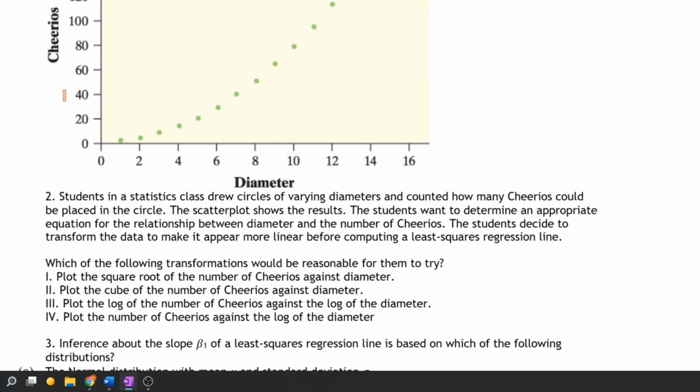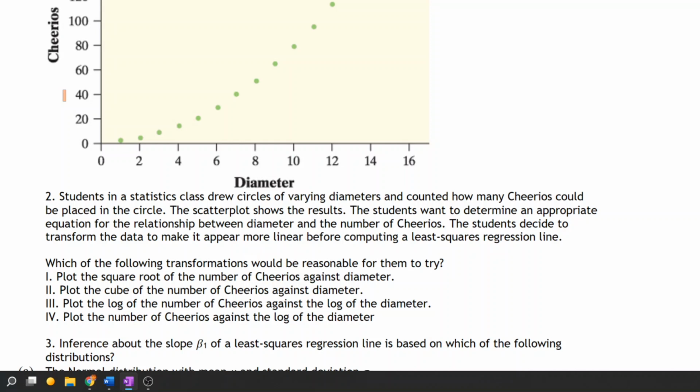This question says, students in a statistics class drew circles of varying diameters and counted how many Cheerios could be placed inside the circle. That's a very interesting one. I think that has to do with area. The scatter plot shows the results, and students wanted to determine an appropriate equation for the relationship between diameter and the number of Cheerios.